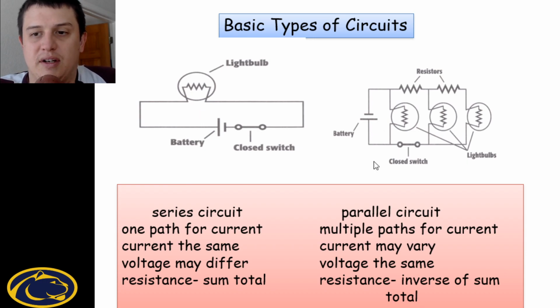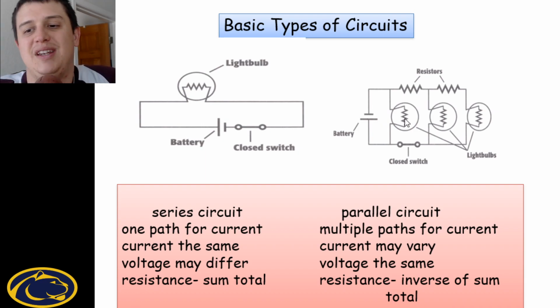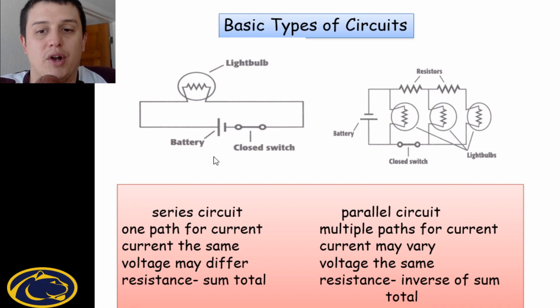In a parallel circuit, there's multiple paths for the current. The current can vary between the different pieces here. The voltage is always going to be the same because that's provided by the power source of the battery. Resistance is the inverse of the sum total. So inverse is a word where 1 over the resistance would be the inverse. Resistance just by itself would just be R, just solely R, and then 1 over R would be the inverse.